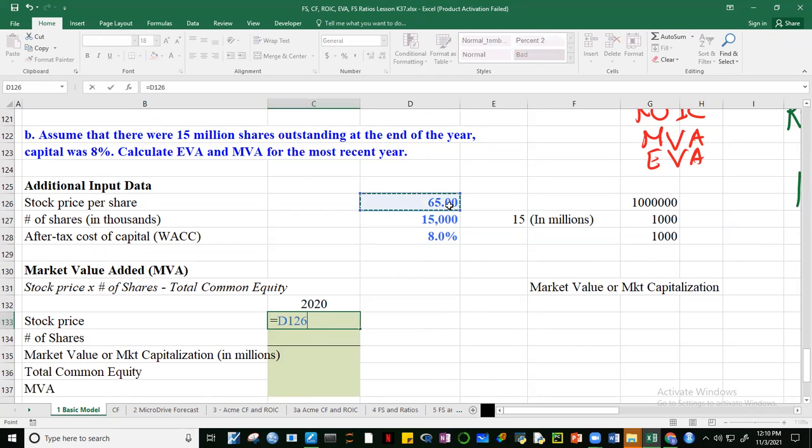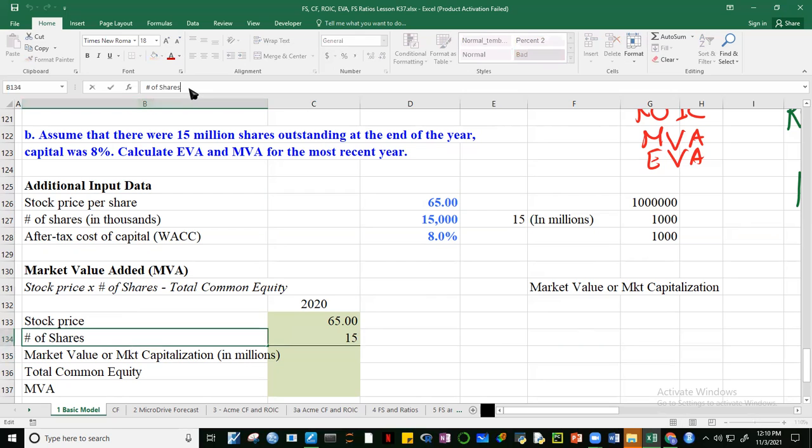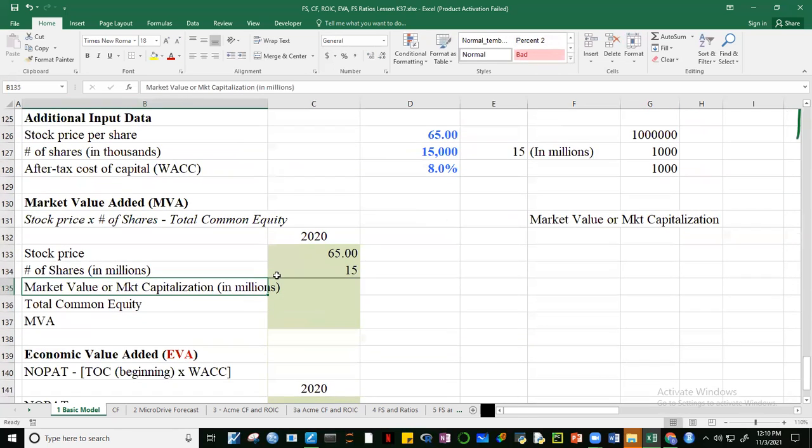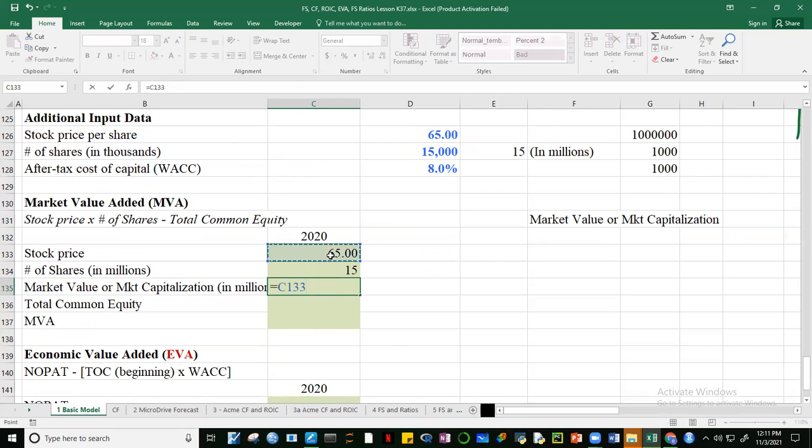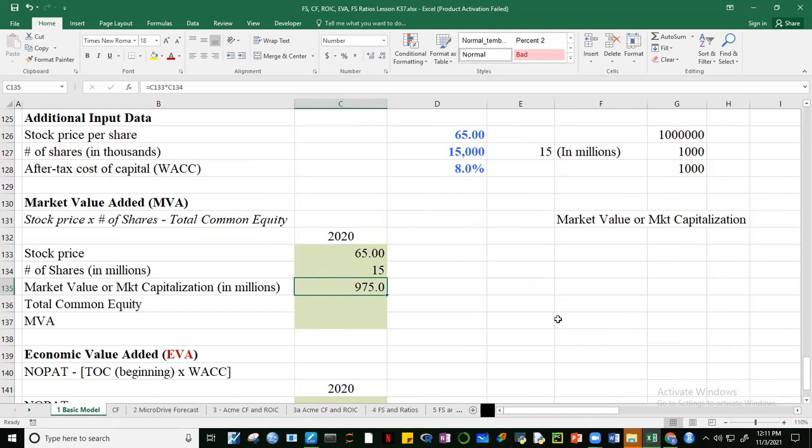Okay, so we're given the stock price at 65 and we have to get the number of shares in millions. Okay, so number of shares, this should be in millions. Why are we using millions, guys? Because all our data are in millions, just to be consistent. So this is 15 in millions. Therefore, the market capitalization is just 65 per share times 15 million shares. So that's 975 million. Okay, so the market capitalization is 975 million.